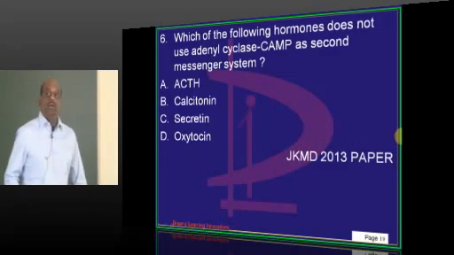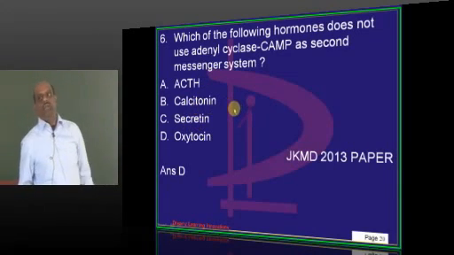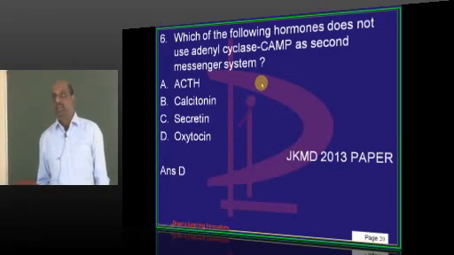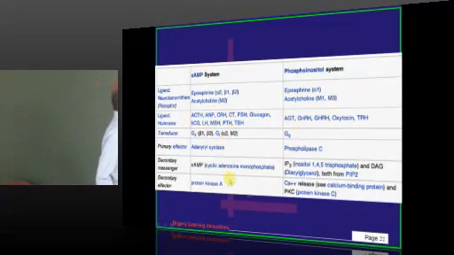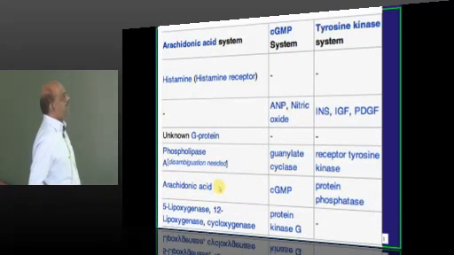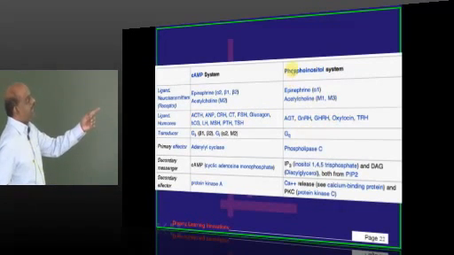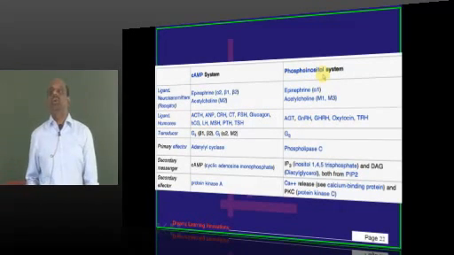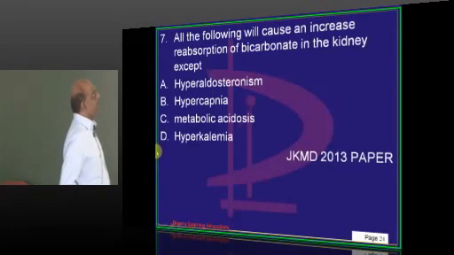So we need to remember secretin, calcitonin, ACTH. They all use the cyclic-AMP. Whereas if you take oxytocin, it doesn't use the cyclic-AMP, rather it uses the phosphoinositol system, is what you need to basically remember.